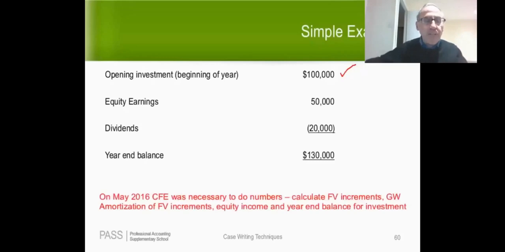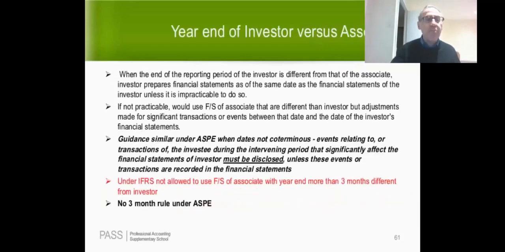I should mention that on the May 16 CPA, you really have to be comfortable with the numbers for the equity method. You have to calculate fair value increments, goodwill amortization, equity income, the year-end balance, basically everything we just talked about, you had to do on the 2016 CPA.